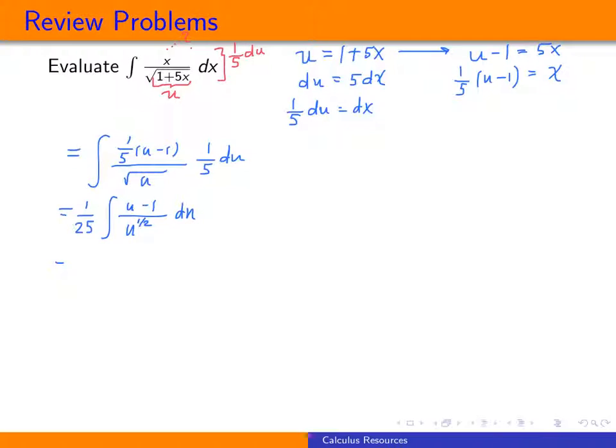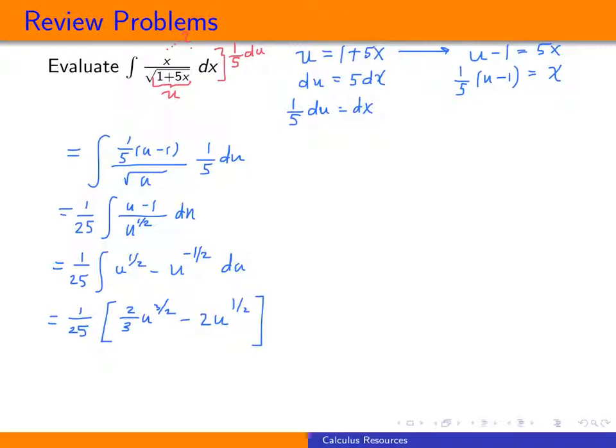The reason being is we now see that we can take this fraction and break it up into two pieces. 1/25 remains out front. U divided by u to the 1/2 is u to the 1/2. 1 over u to the 1/2 is u to the minus 1/2. Now we can use our anti-differentiation formulas. Having powers of the variable is the easiest integral for us to evaluate. The antiderivative of u to the 1/2 is 2/3 u to the 3/2. And the antiderivative of u to the minus 1/2 is 2u to the 1/2.